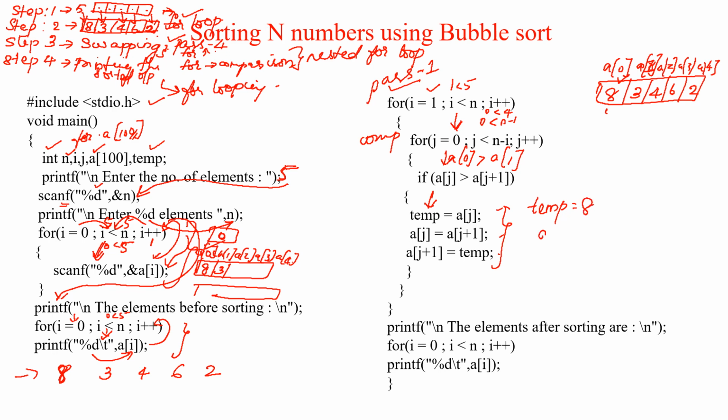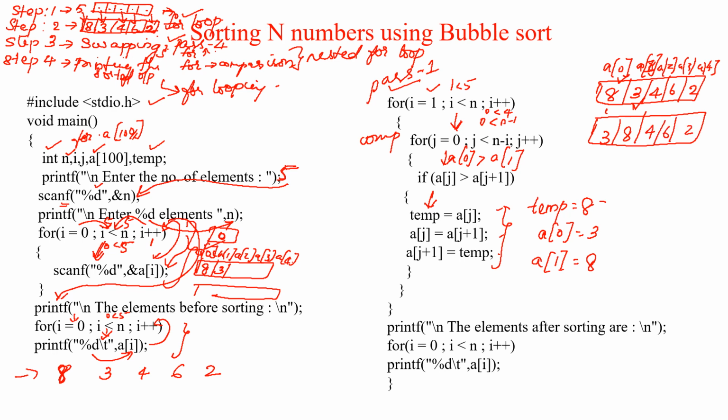Now a of j is 0, right? A of j will be assigned a of j plus 1. What is your j plus 1? A of 1. That is 3 will be assigned to a of 0. Okay. Now a of j plus 1 is empty, right? A of 1 will be assigned the temp value 8. Now it is swapped. Now after this condition, what will be the value? 3, 8, 4, 6, 2.